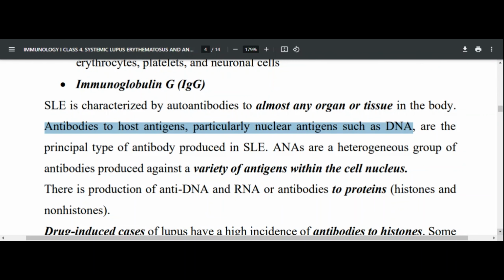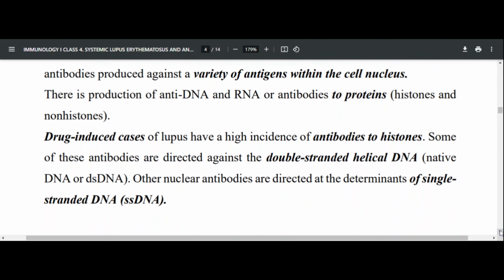Drug-induced cases of lupus have also been involved in the production of antibody against histone. Some of these antibodies are against double-stranded helical DNA, which is what we call native DNA. Native DNA is also double-stranded. Sometimes they will write native DNA, or sometimes just double-stranded. They are the same thing.